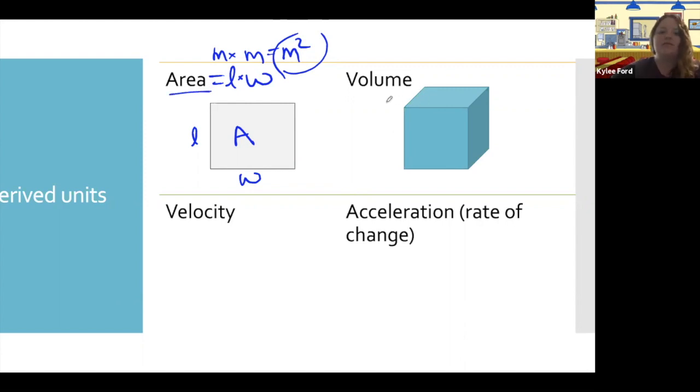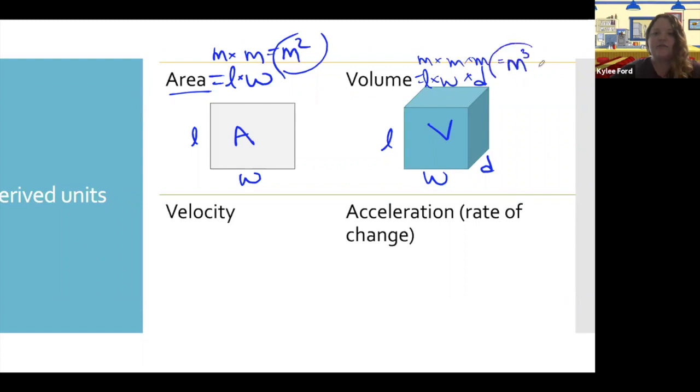Now for volume, it's going to be something pretty similar. We have our length, we have our width, but now we have some kind of depth. So we have length times width times depth, which is meters times meters times meters, and that gives us meters cubed. So that's going to be our derived units for volume.